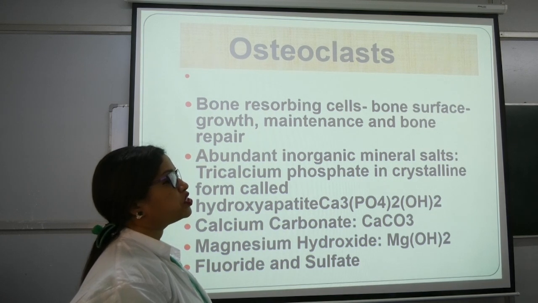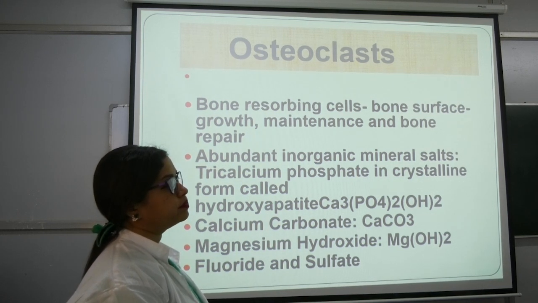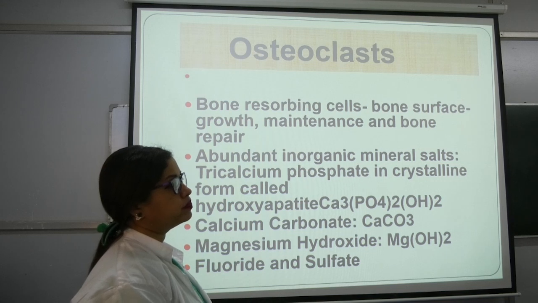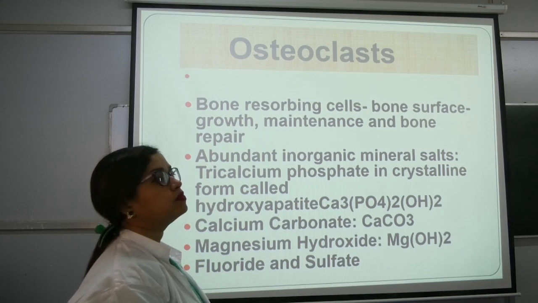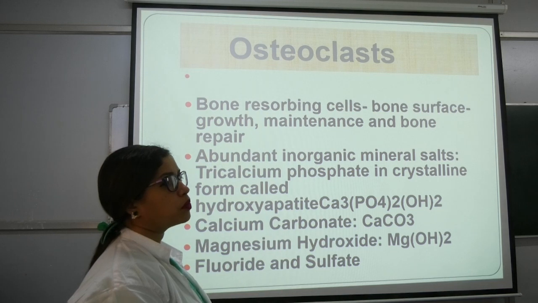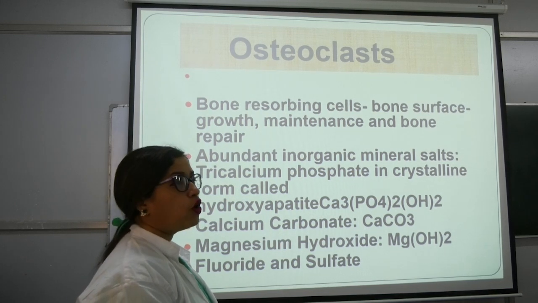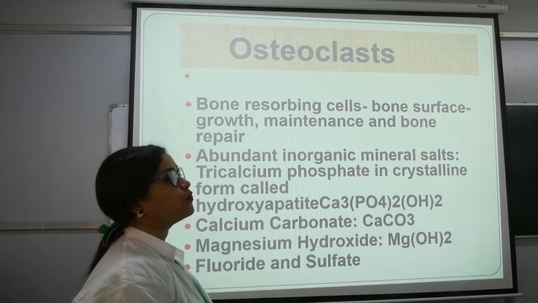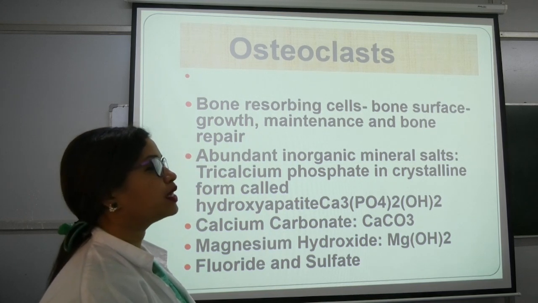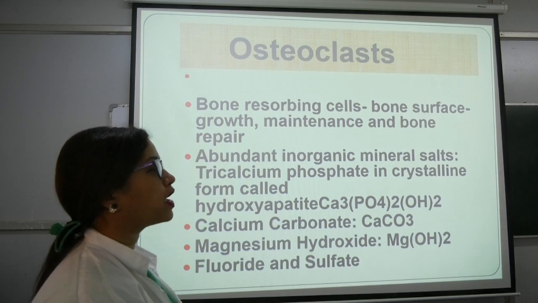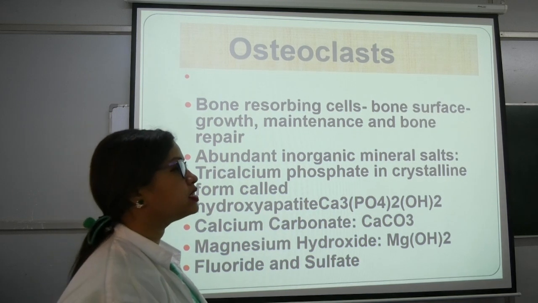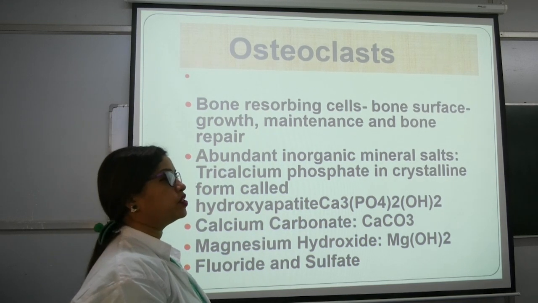What is bone formation called as? Yes, it is ossification. That is nothing but ossification. We are studying primary ossification and secondary ossification. This is nothing but the bone formation.